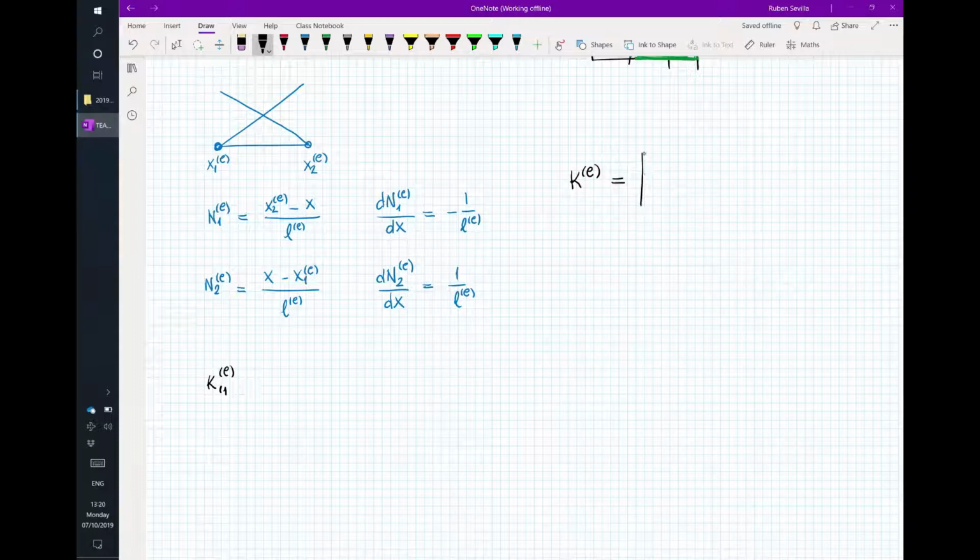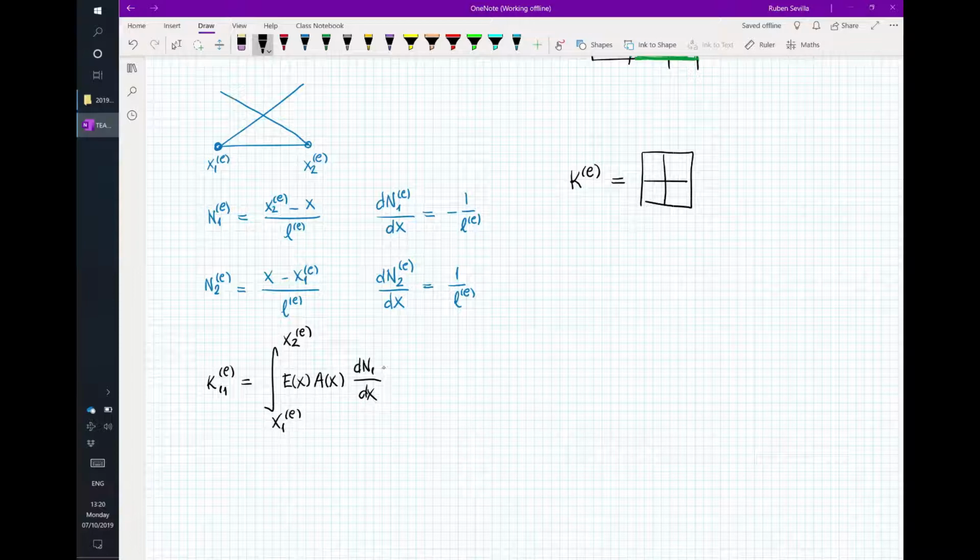this is a 2 by 2 matrix. What I want to find is the entries of this matrix. So I'll start with the entry 1, 1. And this is nothing but the integral, according to my slide, of E, the Young's modulus if you like, times A, the area of the cross-section of the bar, times dN1/dx, dN1/dx again. I need to compute this integral.